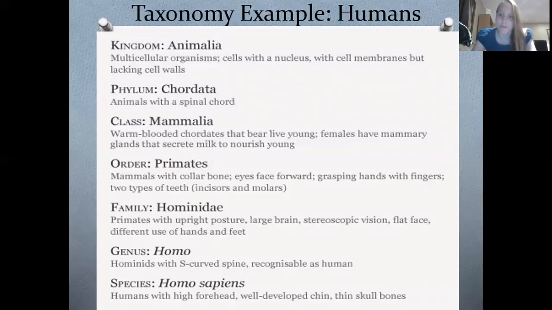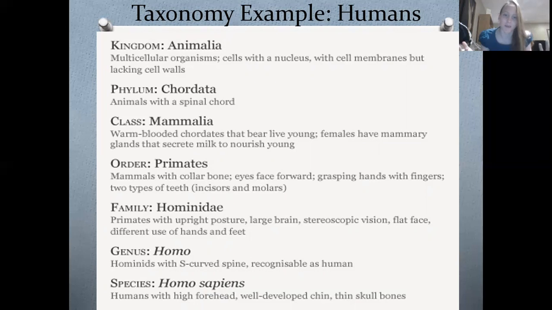So this is just some examples. With humans, we fall into the kingdom of Animalia. So we are technically an animal. Then our phylum is Chordata, which just means we have a spinal cord. Our class is Mammalia because we are mammals. Our order is primates. We are related in that order to all of the different primates, all the different monkeys and so on. Our family is the hominid, which just says we have an upright posture, so we walk on 2 feet instead of 4.